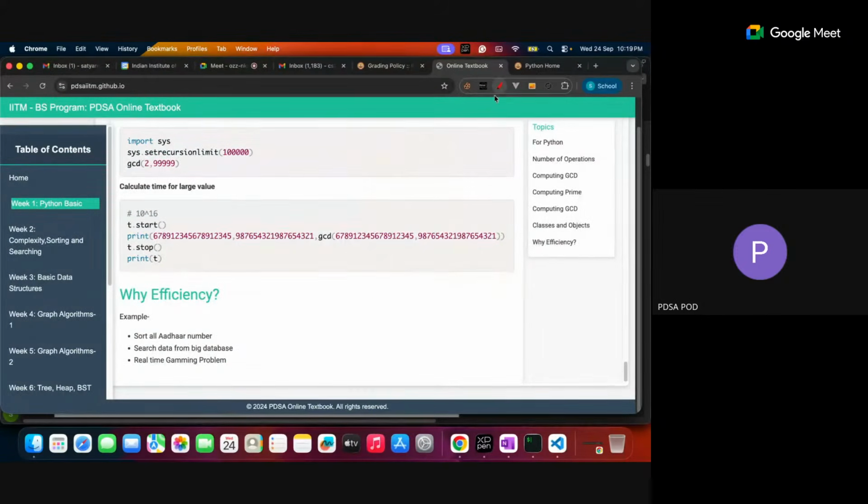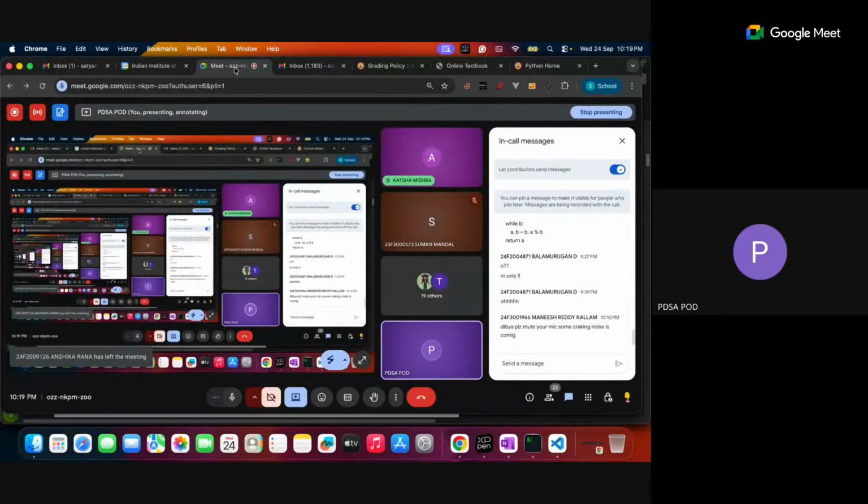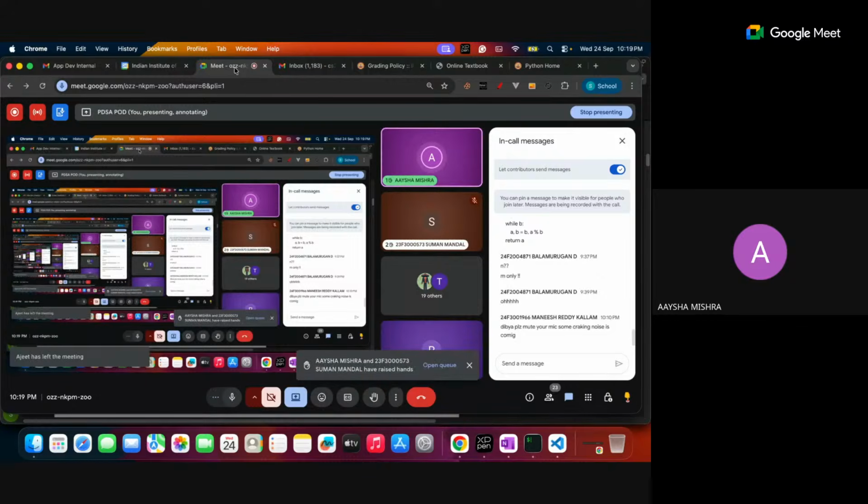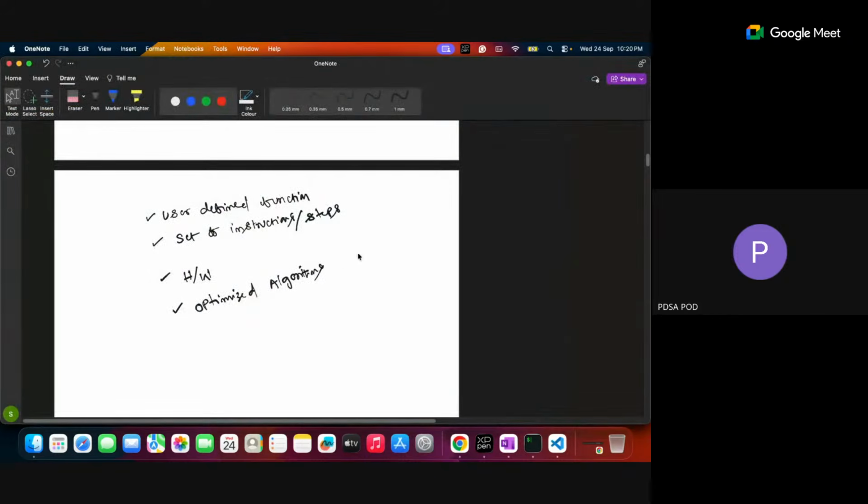Yeah, we covered a lot for today. Excuse me, sir, I have a doubt. In a recursive function, how do we find out how many times the recursion will happen? Correct. So what we do is we try to declare a global variable.